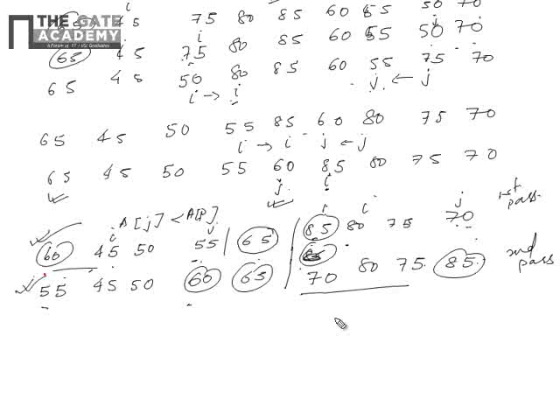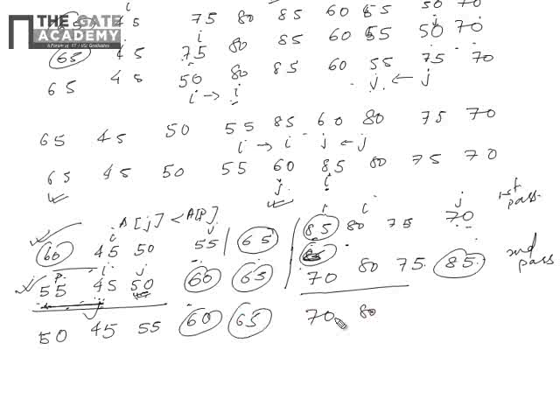After the second pass, the elements will look like this. Now again we apply the same for this part. These two will be swapped, because the first element is the pivot, this will be I, this will be j. Now j will decrement, it will point here, and it is less than the pivot element, so 50 will come here, 55 will come here, and 45 will remain as it is, then 70, 80, 75 and 85.